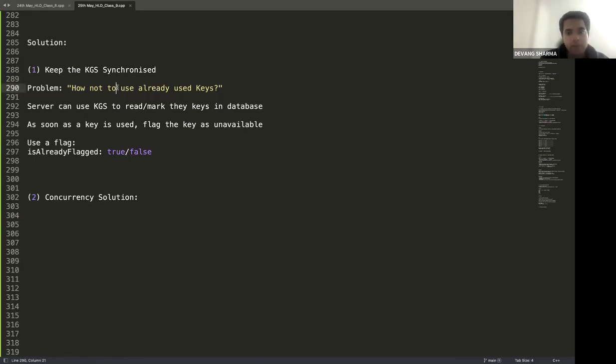I'm talking about the case: in your key database, you have the key. How would you make sure that you do not reuse the same key? This is the problem statement we are talking about. So to avoid reusing the same keys, we can create another column, is already flagged or is already used. Kind of, is already used makes more sense. And then you can mark it as true or false. Your service will check if the key is not already used, then you will assign it to the request. Does this make sense to everyone?